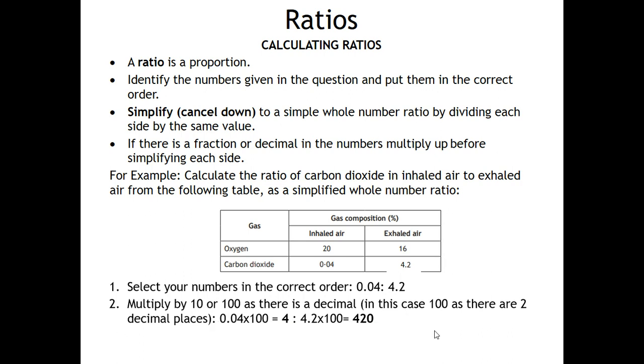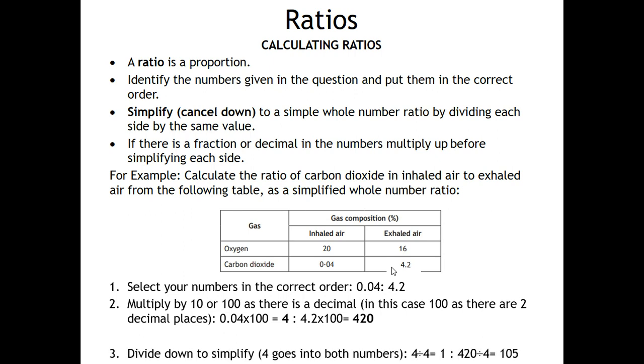Because we have got decimals here, we're going to multiply up. Usually the easiest way to do this is to multiply up by 10 or by 100. In this case it's 100 because it goes down 2 decimal places. If it went to 3 decimal places, you'd multiply up by 1,000 and so on. On one side it's 0.04, so we times that by 100 to get 4. On the other side it's 4.2 times 100, which is 420.